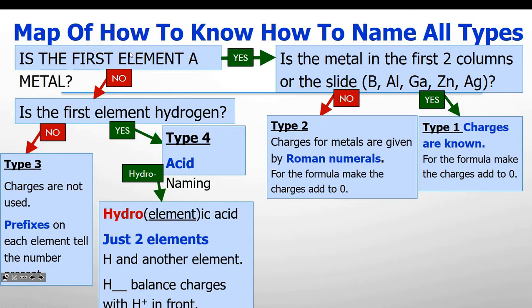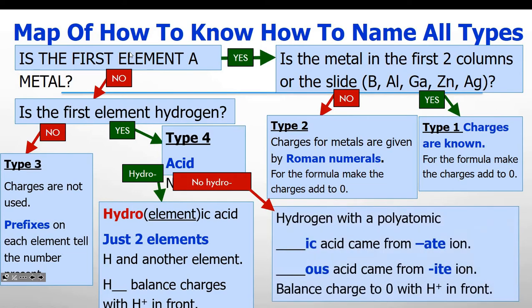If I don't have a hydro, and again, on acids, we do have to balance the charges, but we're just adding hydrogens to balance the charges. If I don't have hydro in front of the name, then it is hydrogen with a polyatomic. Remember my little thing, ate Thanksgiving dinner and afterwards I got feeling sick. So if I have hydrogen with a polyatomic and the polyatomic's name ended in ate, then I would name it whatever-ic acid. But I still am going to use that hydrogen to balance out the polyatomic's charge.